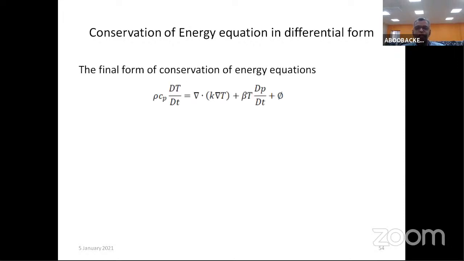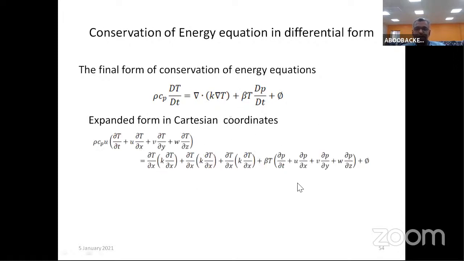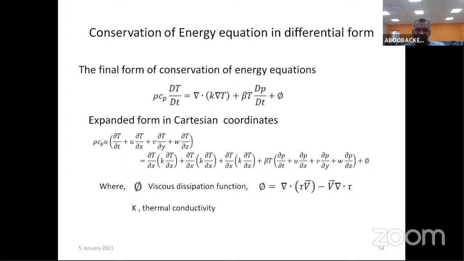In the final form, the conservation of energy equation: if there is heat transfer or temperature change, in addition to the conservation of mass and momentum, we need to have the energy equation. This is the energy equation in terms of temperature. The final form I have written in compact form, and the expanded Cartesian form is there. So if heat transfer is taking place, we need to solve this energy equation also, which is only a single equation because temperature is a scalar quantity. And here the phi is called the viscous dissipation term, which is a function of this. Tau V is due to the shear stress variation, how viscous forces are converted into temperature.